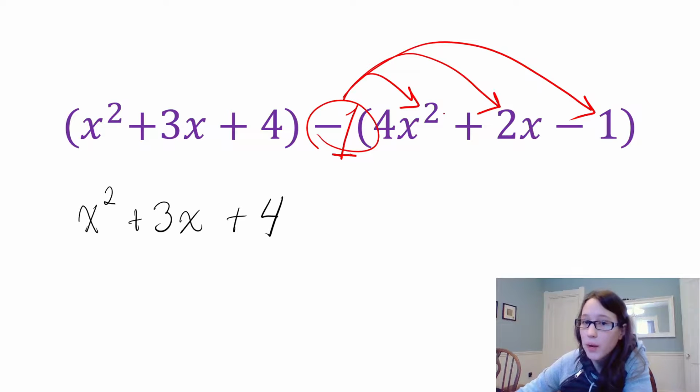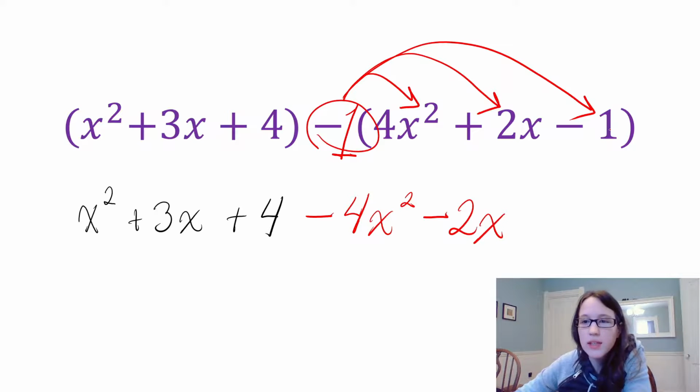So 4x squared times negative 1 is now negative 4x squared. This was positive 2x. If we multiply that by negative 1, we get negative 2x. And this last term was negative 1. Well, negative 1 times negative 1 is positive 1. All right, so now this looks just like it did before. We just need to find and combine our like terms.